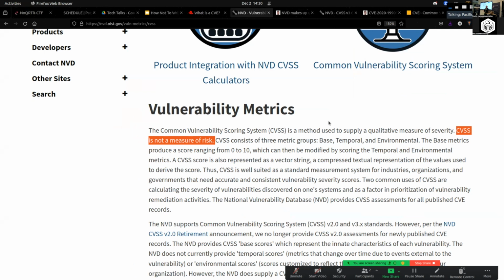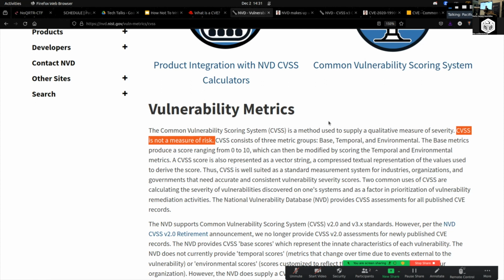Log4j, like mentioned before, has a 10. That is the maximum severity. That's the maximum CVSS score any vulnerability can possibly have. It goes from 0 to 10. And log4j is, of course, so dangerous, it's got a 10. Now, CVSS scores, this is very important. I've highlighted it. It is not a measure of risk. And the reason it's not a measure of risk is because it's very hard to accurately define risk in one number.